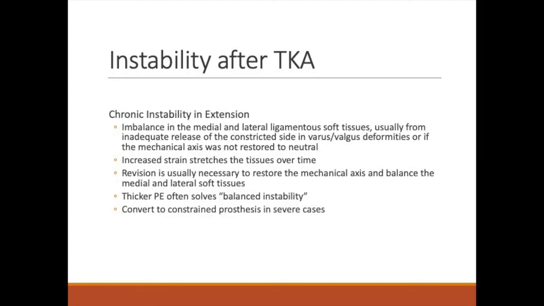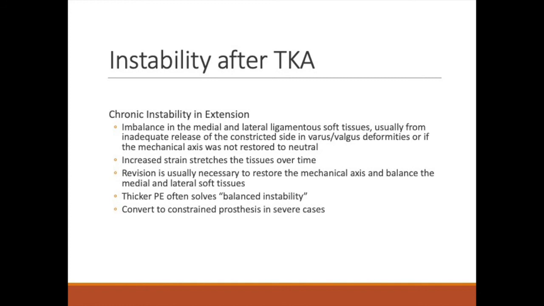Chronic instability in extension is usually imbalance in the medial and lateral ligamentous soft tissues, often from inadequate releases at the time of surgery on the constricted side in varus or valgus deformities, or if the mechanical axis was not restored to neutral and they end up putting abnormal stresses, causing attritional stretch and rupture of the ligaments over time. Increased strain stretches the tissues over time. Revision is usually necessary to restore the mechanical axis and balance the medial and lateral soft tissues.